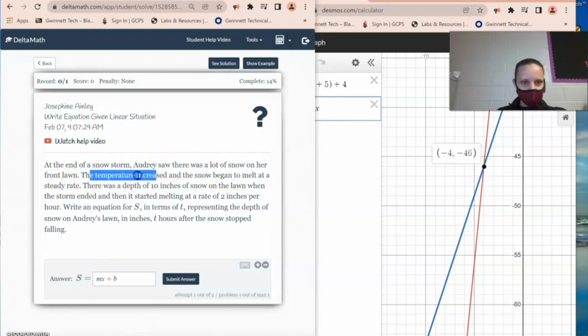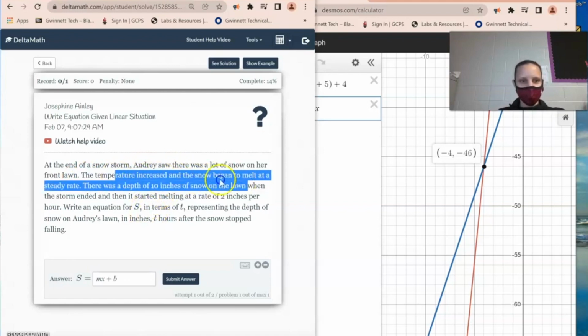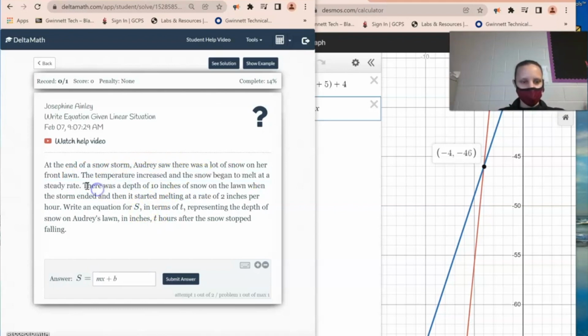The temperature increased. Increased means a positive or negative? Positive. The temperature increased and the snow began to melt at a steady rate. Okay. So there's a depth of 10 inches of snow. So there's my first number. Is that how it's changing, or is that what it starts with? It says there's a depth of 10 inches of snow on the lawn when the storm ended. So that's my starting number. And I'm guessing it's going to melt. It's going to start melting at a rate of 2 inches per hour.